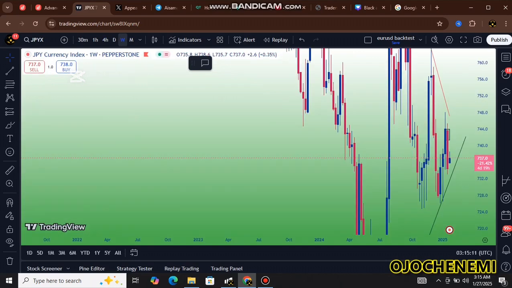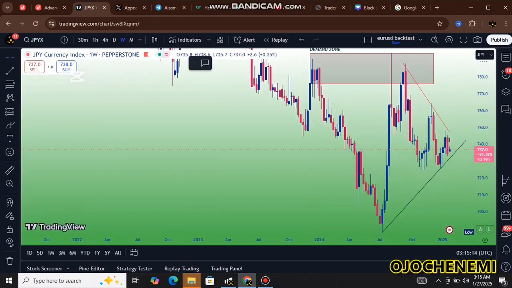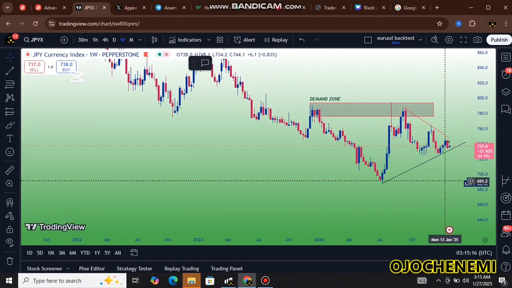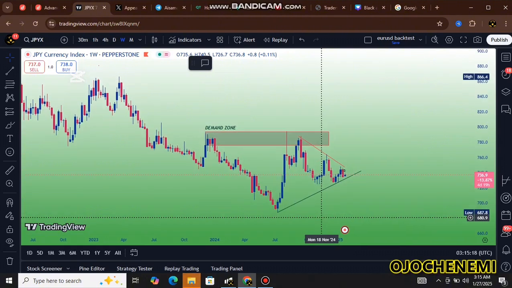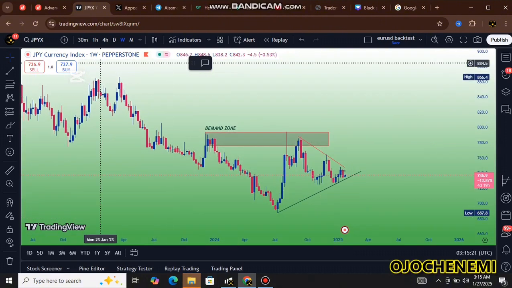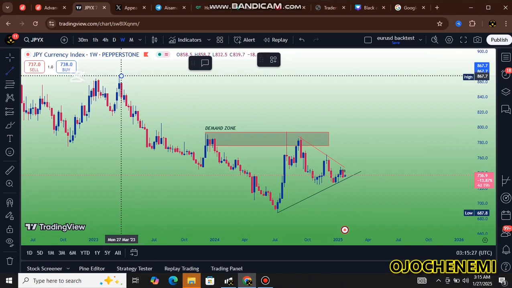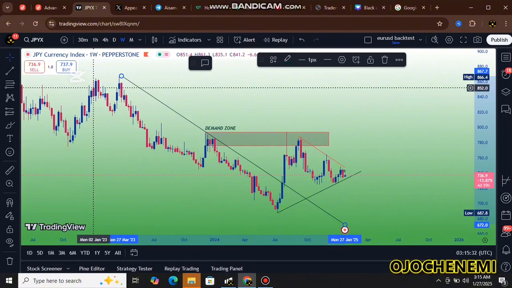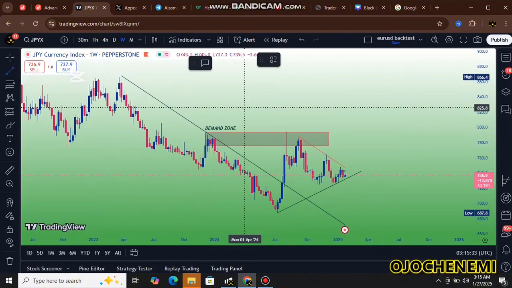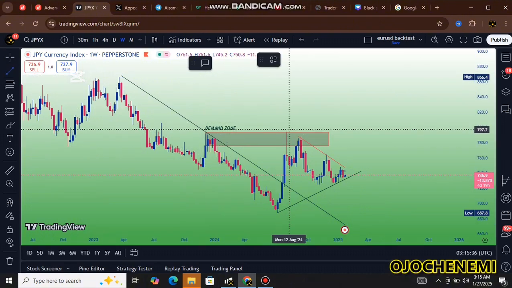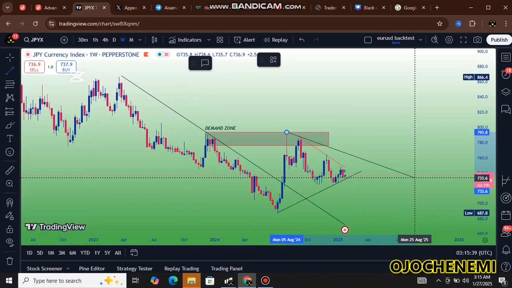From the weekly time frame, we can see that we are on a downtrend. If you all agree, from here, this is a downtrend. To make it brief, from here, this is also a downtrend. So you can see that this is a clear downtrend. We are still on a downtrend.